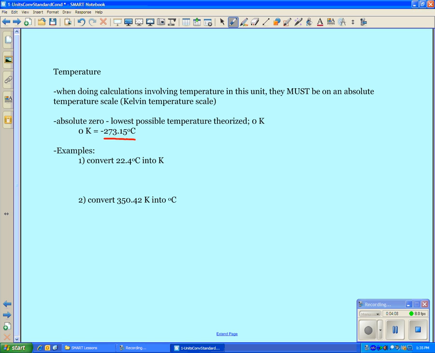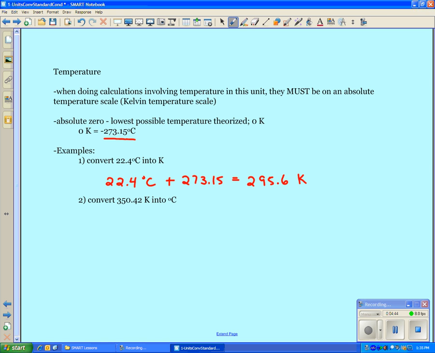In example number 1, if we have 22.4 degrees Celsius, and we want to change that into Kelvin, we are going to add 273.15. And that's going to give us 295.6 Kelvin. Because we're adding, we want to keep the same number of decimal places, which is why we have 295.6 as our answer.